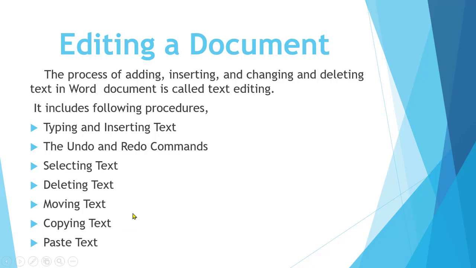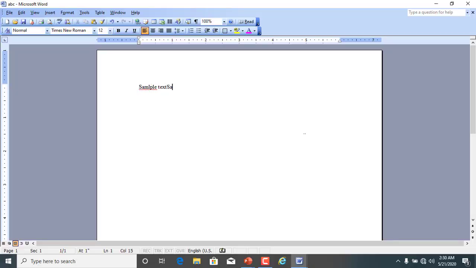Students, let's see how we can edit a document in Microsoft Word 2003. Here I type sample text. We select this text by just clicking on it and then dragging the mouse pointer. First of all, we increase its size.